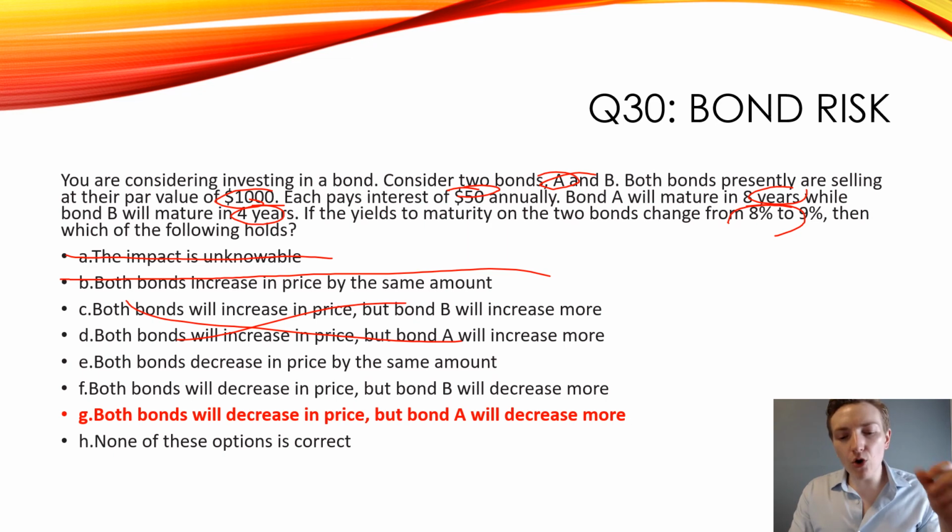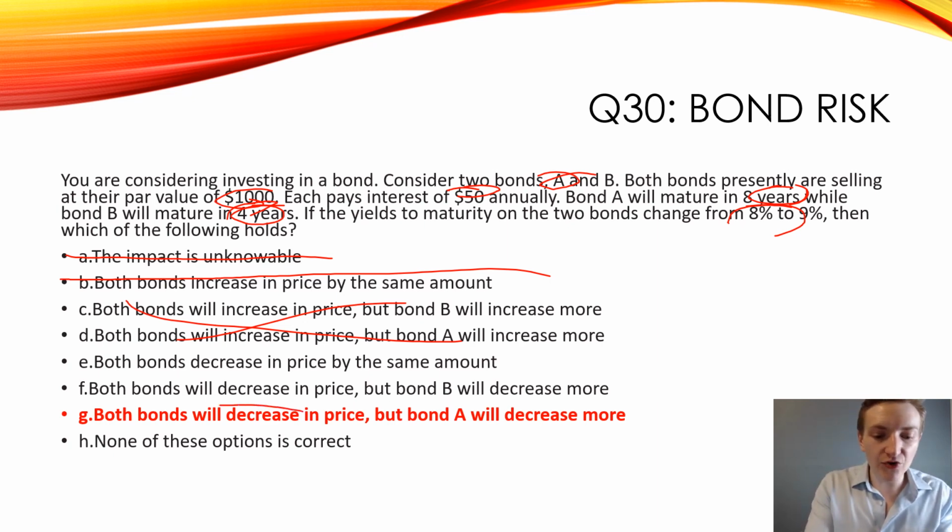Now, because we've got two bonds that have different durations, we can in fact determine that one of these bonds will have a greater price sensitivity. So here, what we have is bond B matures in 4 years, bond A matures in 8 years. Therefore, bond A, because everything else is constant about these bonds, has a higher duration and is more sensitive to changes in interest rates. So we know that bond A is going to suffer a greater magnitude of decrease than bond B, because bond A has a greater duration.